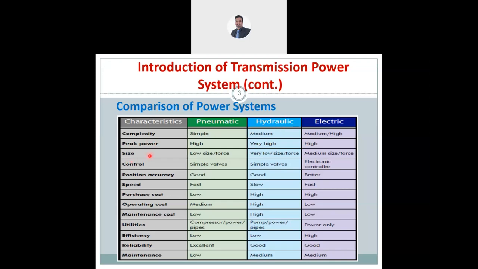Okay, then size, so you can see it depends. Pneumatic has a very low size, of course. The control, you're just using a simple valve. Here we will use an electrical controller. Position accuracy, electric is better. The speed, pneumatic we always relate with speed. It will be very fast, because you can compress and make it do a faster job. So normally for pneumatic, we consider it for fast speed.